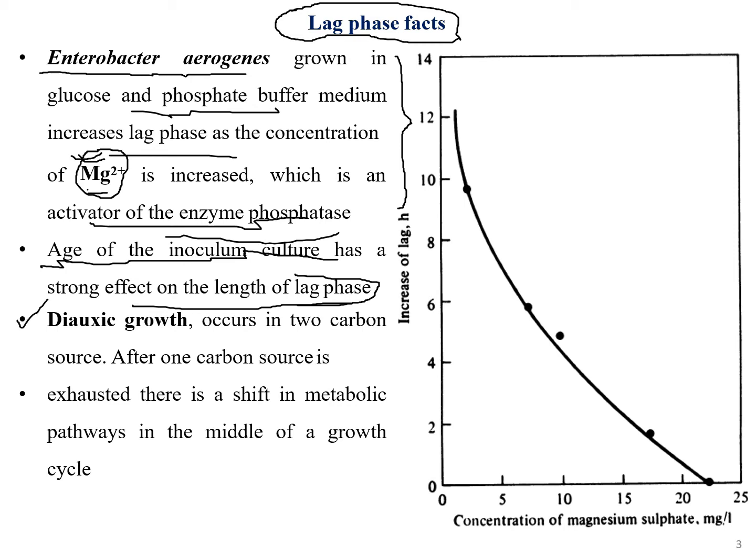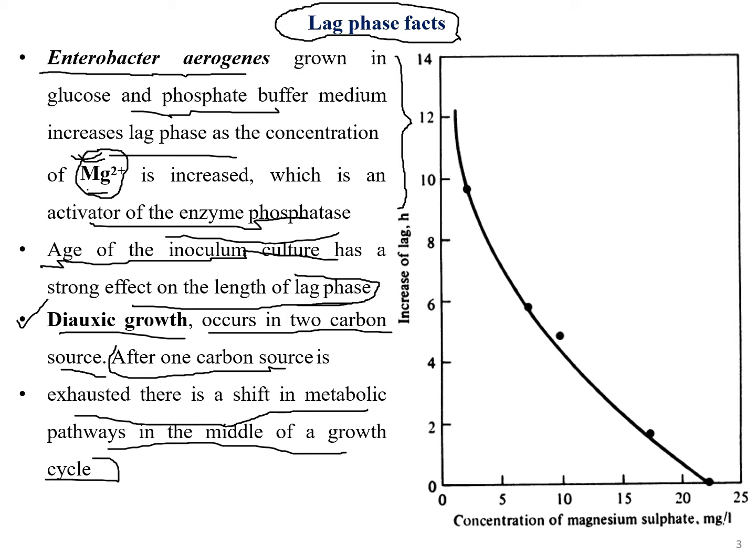The third point is diauxic growth, which is the most important point to talk about. Diauxic growth occurs with two carbon sources. So what is it? After one carbon source is exhausted, there is a shift in the metabolic pathway in the middle of the growth cycle. Let's say the first carbon source, the nutrient source, is glucose. When this glucose gets exhausted, the microbe moves to a different carbon source, which can be lactose or any other carbon source, in the middle of the growth cycle.